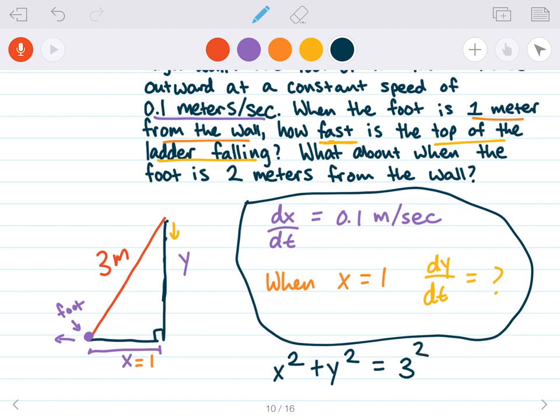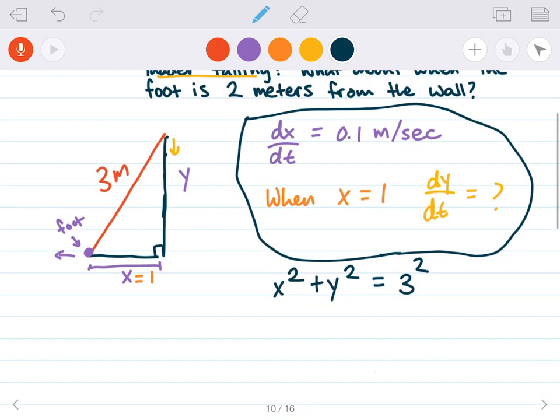And notice that the hypotenuse, the length of the ladder, isn't going to change. Now, the distance from the base to the wall is going to change. The vertical height of the ladder is going to change. But the ladder itself is always going to be 3 meters, and that's why I'm not making this a variable. All right, so now we have a nice little equation relating x and y. And so now what we're going to do is take the derivative.